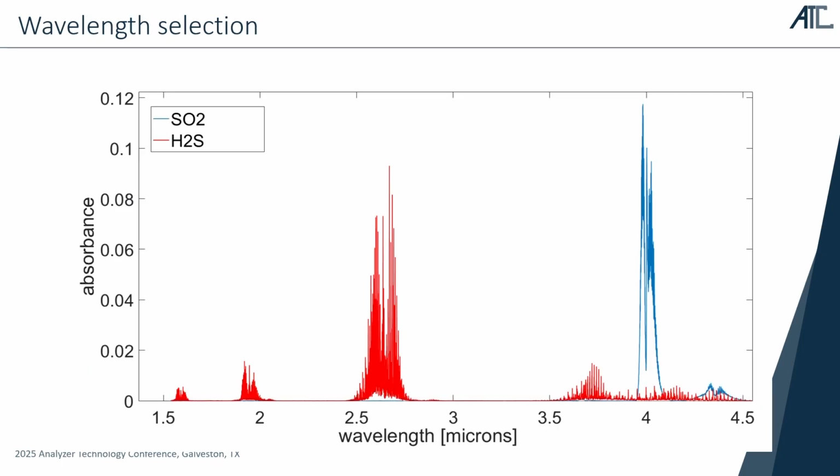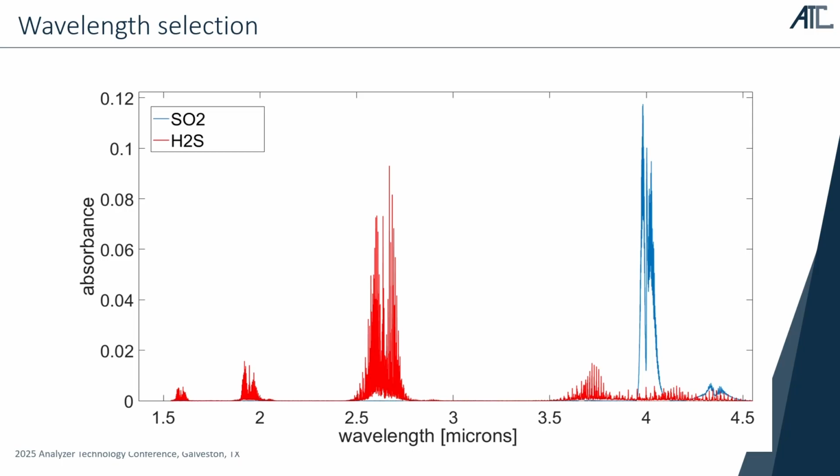Okay, so what about wavelength selection? As I mentioned, we can use 2 lasers here, so we have quite a good degree of freedom. H2S, shown in red, has several bands that we can use. SO2, a little bit less, so we focus on the 4 micron band, because you can reach it with an interband cascade laser. There is another band at 7 microns, but then you need to use a quantum cascade laser, which is a bit more complicated to use, although possible.